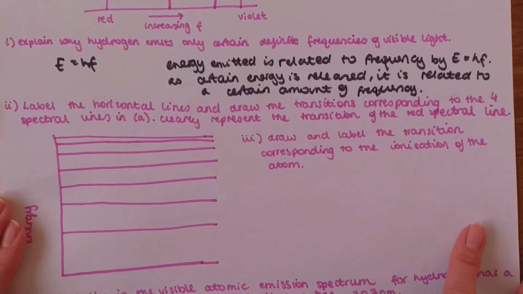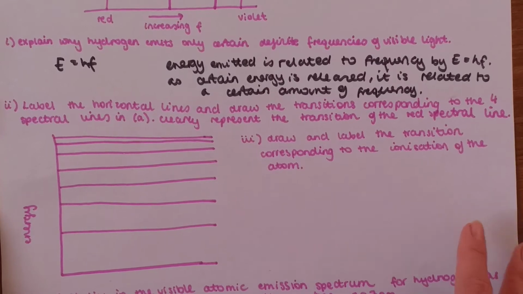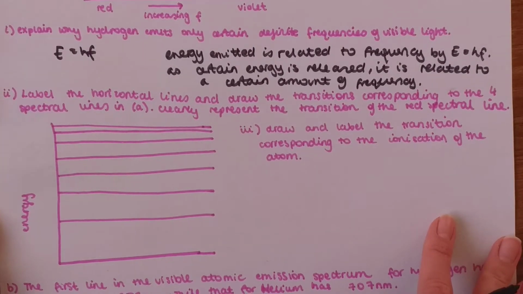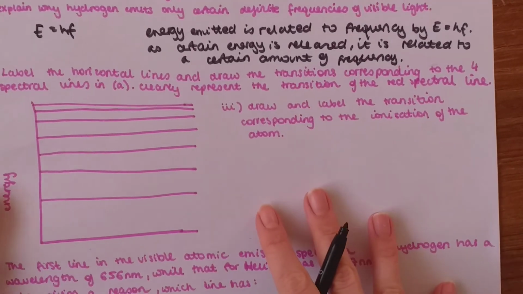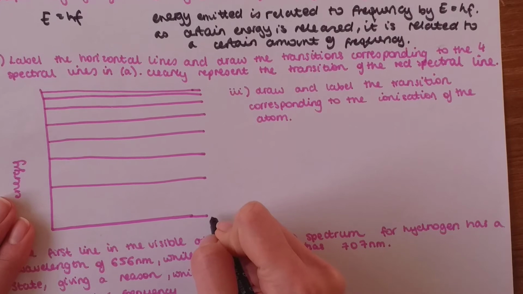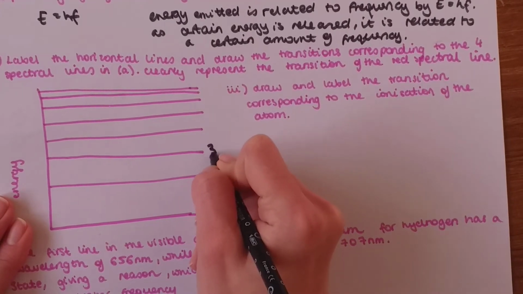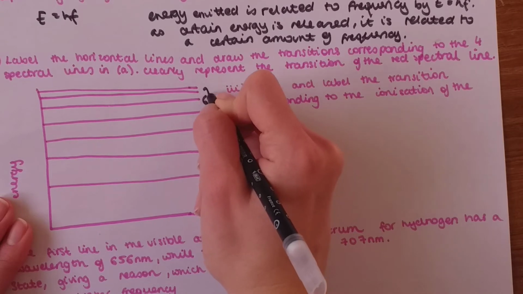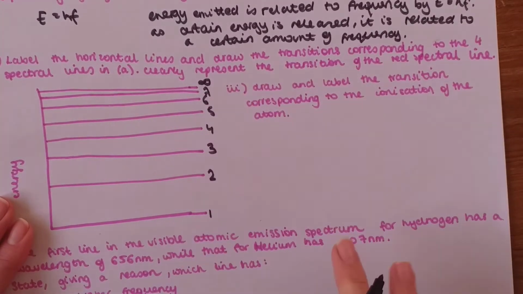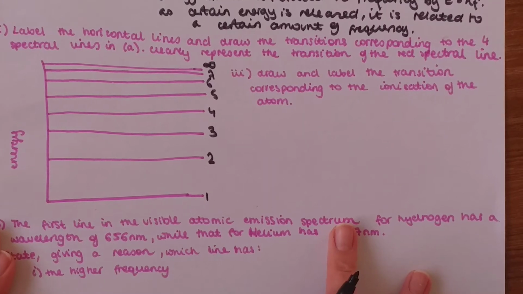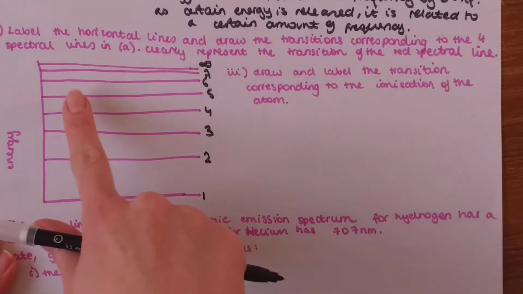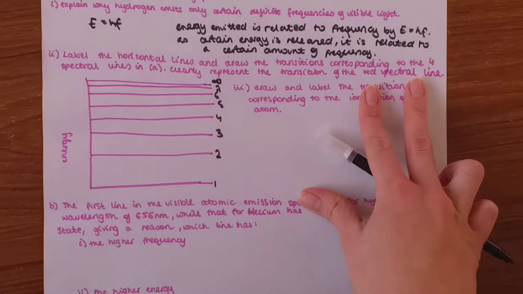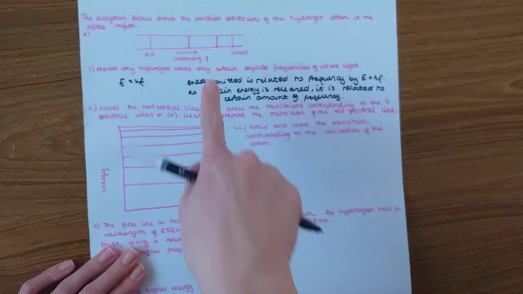Our next part. Label the horizontal lines and draw the transitions corresponding to the 4 spectral lines in A. Clearly represent the transition of the red spectral line. So the first thing we're going to do is label the lines. The first is always number 1, and then the number goes up. And our last one is infinity. Now it tells us to draw the transitions corresponding to the 4 spectral lines in A. So our spectral lines in A are right there.